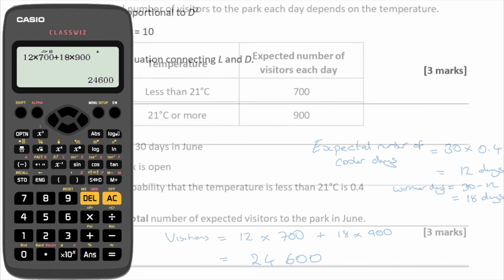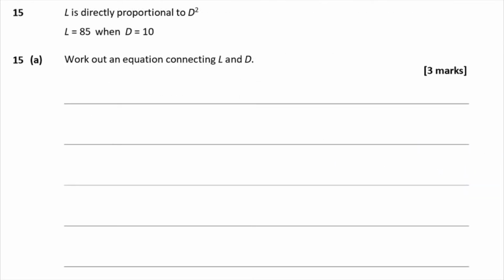24,600. Question 15. L is directly proportional to d squared. L is 85 when d is 10. Work out an equation connecting L and d. Okay, so let's do that then. I like these questions. I think they're very, very formulaic. They're always the same, and once you've learned the technique, you can definitely get all the marks.